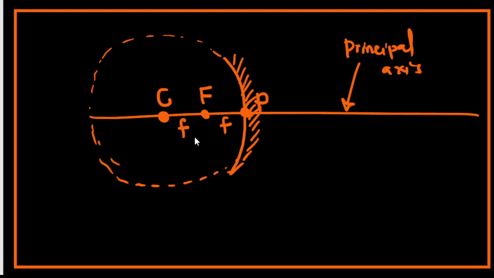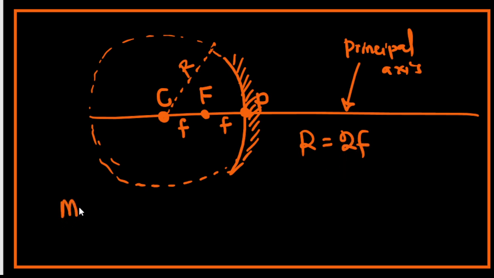Geometrically, this is also equal to F. So the gap between C and the pole, which we usually call the radius of curvature, like this gap here, is the radius of that circle. So the radius of curvature is equal to what? 2F.